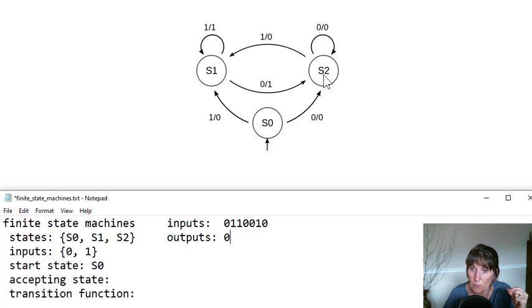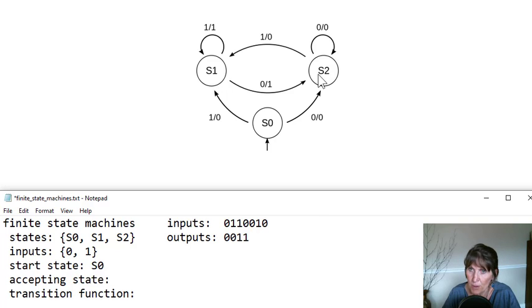Now we're at S2 and we get a 1, right? So that 1 is going to produce an output of 0. So I'm going to write that down, and it's going to transition us to S1. Now we're at S1 and we get a 1 as the input. So there's the transition for a 1 as input, and it has a 1 as output. So I'm going to record that output, and we're going to end up back on S1. Now we get a 0 for input. This is going to move us on this transition, and it's a 0. It's going to produce an output of 1. So I'm going to write down that 1, and we're going to transition to S2.